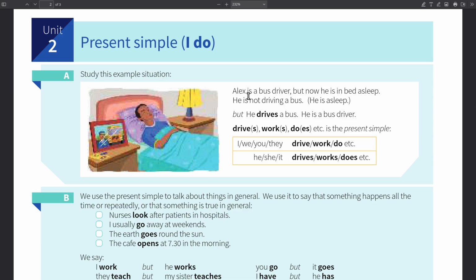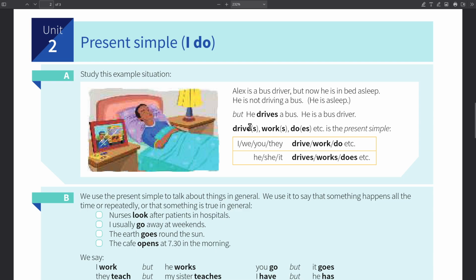Okay, so when can we use the present simple, right? We use the present simple to talk about things that are true, right? For example, when we say Alex is a bus driver, right? But now he's in bed, right? The fact that he's sleeping doesn't change his profession, right? One other part is he's not driving a bus because he's sleeping. The fact that he's sleeping doesn't change his profession, right?